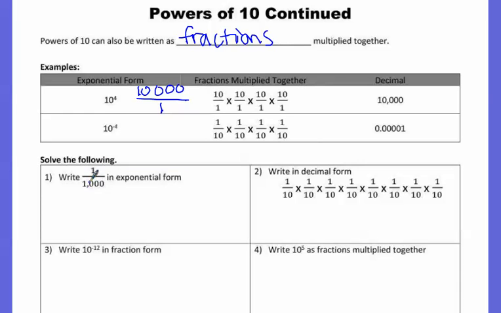Looking at number 1, writing 1 over 1,000 in exponential form, there are 3 zeros, so you know your exponent is 3, and because it's 1 over 1,000, it'll be negative 3. Number 2 states write in decimal form. There are 1, 2, 3, 4, 5, 6, 7, 8 fractions of 1 over 10. You know it'll be a negative exponent because it is 1 over 10, and it'll be negative 8 because there are 8 fractions.